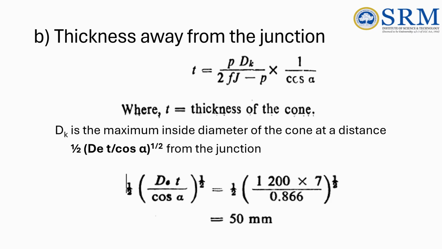So dk is a diameter at a certain distance from the junction. The distance is given by the formula of half square root of de t by cos alpha. Since we already know the values, T is the thickness calculated from the previous step and De is the equivalent diameter, and with alpha 30 the cos alpha is 0.86 and the distance accounted as 50 mm.